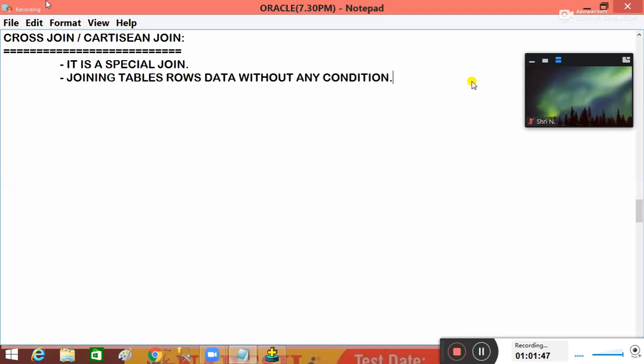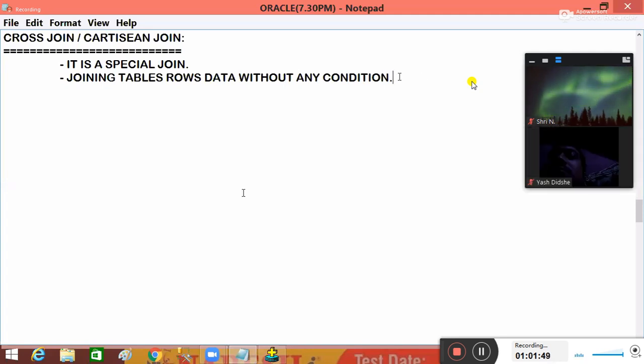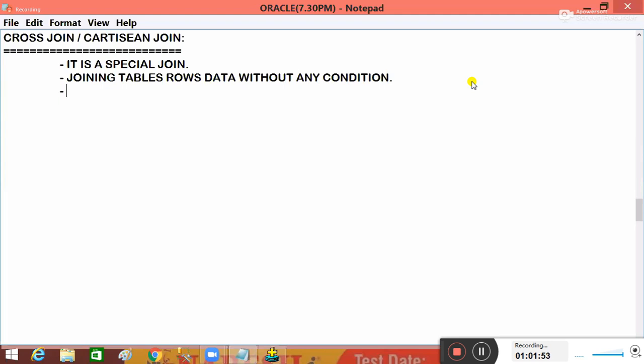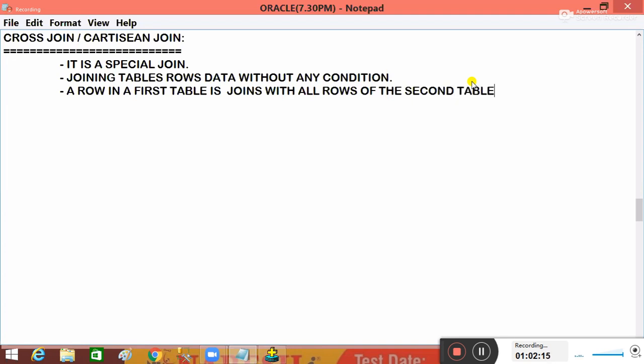But how does it join? It's simple. In a cross join, a row in the first table is joined with all rows of the second table.